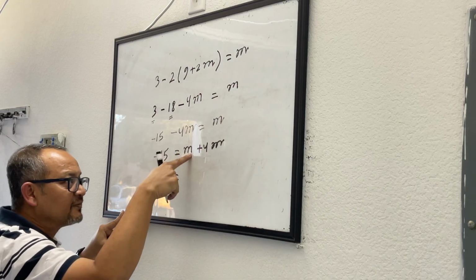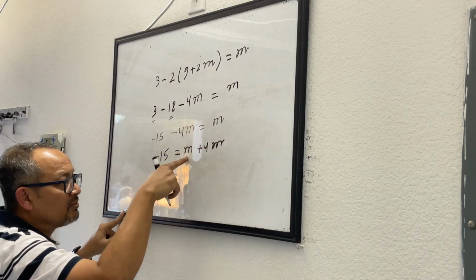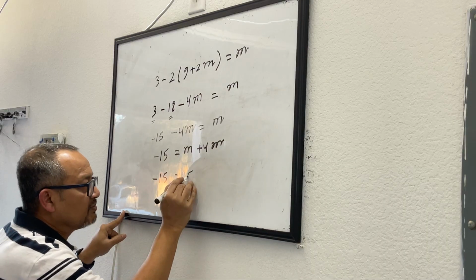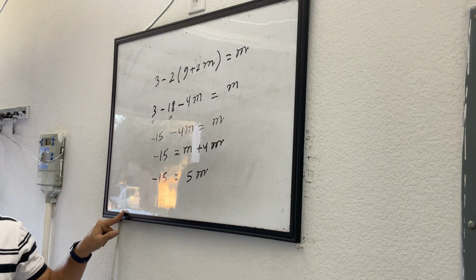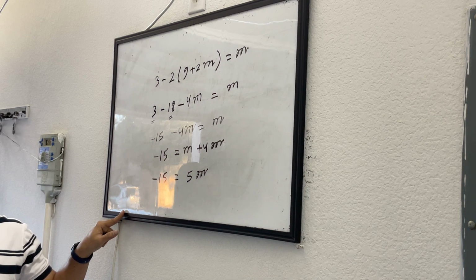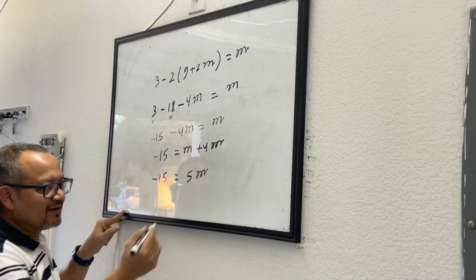If m stands for monkey, 1 monkey plus 4 monkeys is 5 monkeys. Yeah? I did not say man. Okay, that's okay. M stands for men also.